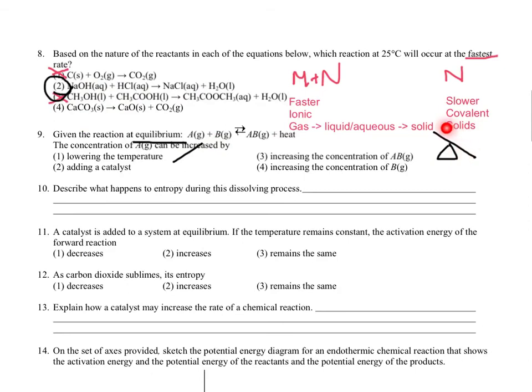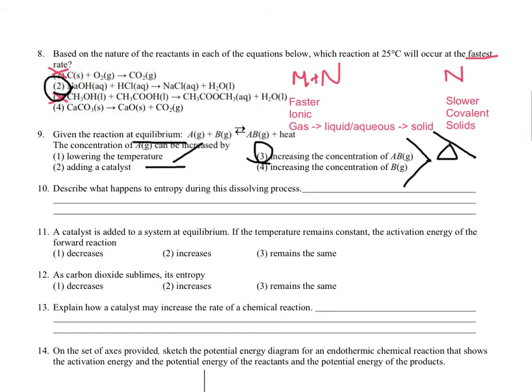Now if I add a catalyst, catalysts do not affect the position of equilibrium because catalysts speed up both the forward and the reverse reaction. If I increase the concentration of AB, which is a product, it would cause my seesaw to fall in this direction. So 3 is the answer. Now if I increase the concentration of B, a reactant, my seesaw would fall in this direction.